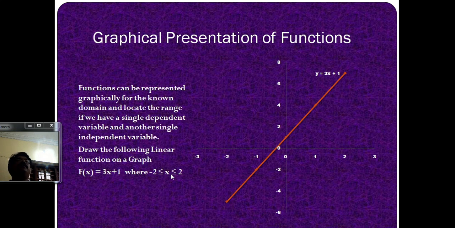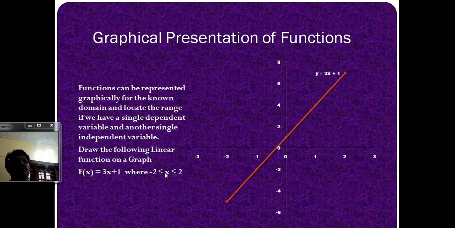Secondly, when the x value is -1, substitute the value of -1 here. 3 into -1, -3. -3 plus 1 is equal to -2. So when x is equal to -1, y is equal to -2. So this is the point. When x is equal to -1, y is equal to -2. So the coordinates are -1 and -2. So you get another point here.